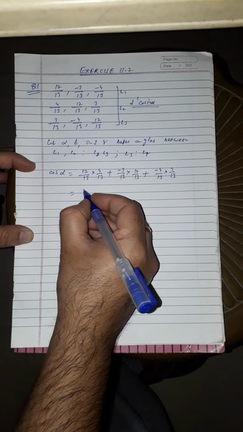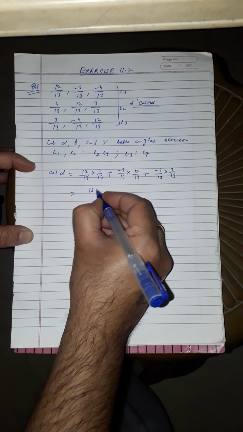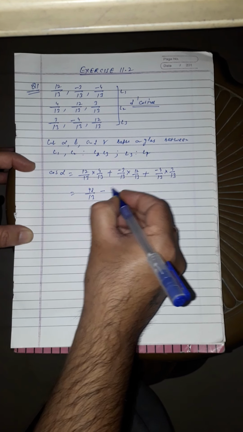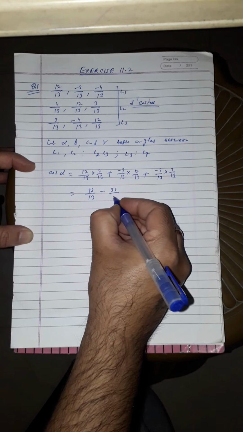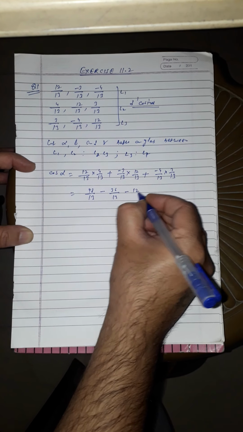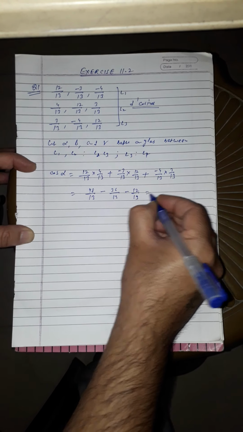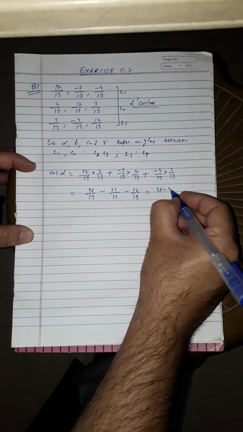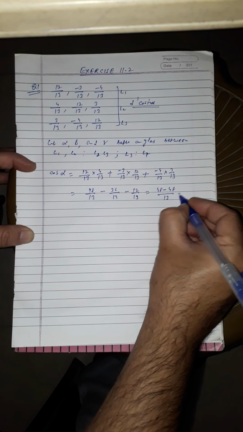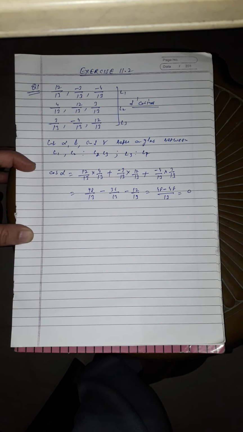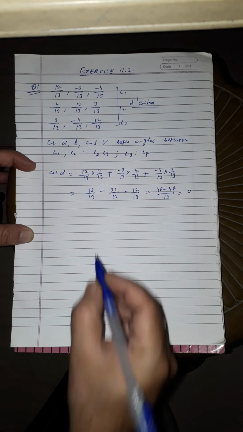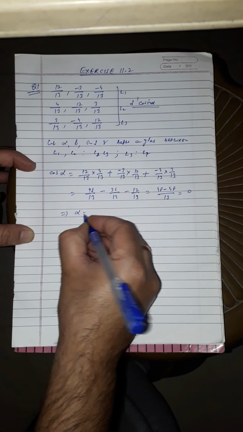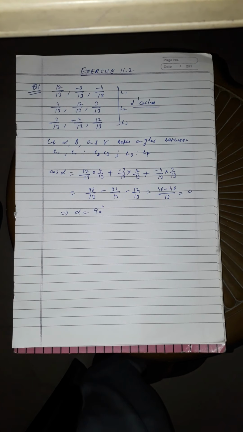Right, students, it will come as equal to 12 4s are 48 by 13, this is 12 3s are 36 by 13, this is 4 3s are 12 by 13. It will come as equal to (48 minus 48)/13, that is equal to 0 here, students. So this cos alpha is equal to 0. This implies that alpha is equal to 90 degrees.